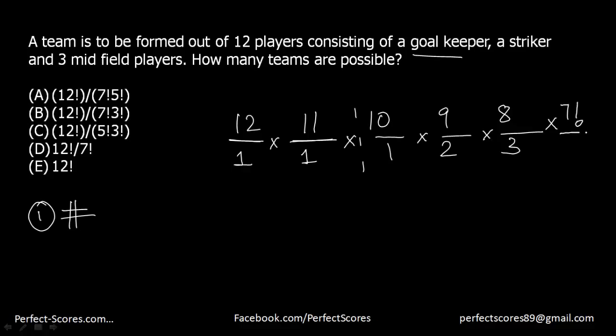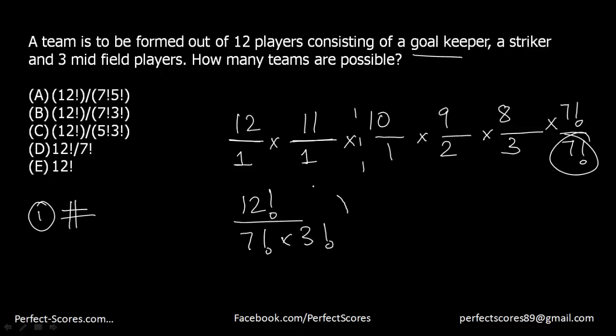Let me multiply top by 7 factorial and bottom by 7 factorial. So this whole thing actually becomes 12 factorial. This becomes 7 factorial into 1, 2 and 3, which is 3 factorial. So this over here is my answer, right? Pretty easy. You don't have to understand different formulas for different types of questions.